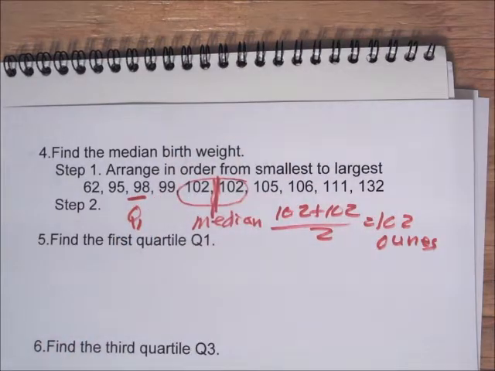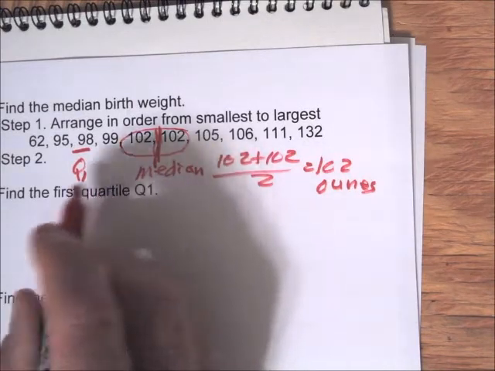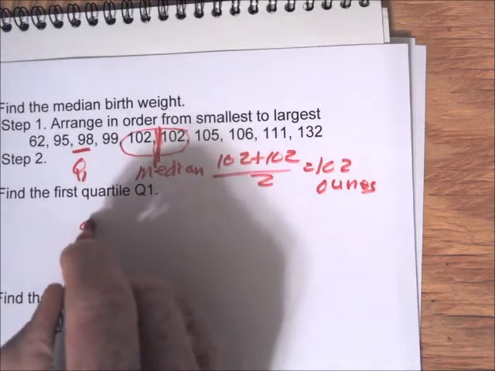Some books use percentiles, and our book mentions that Q1 is roughly speaking the 25th percentile, and so some books will actually define the first quartile as equal to the 25th percentile. But our book uses a method of repeated medians, so sometimes it'll come out to be a little bit different than the 25th percentile. So the median of the scores below the median is Q1, that's going to be 98 ounces.